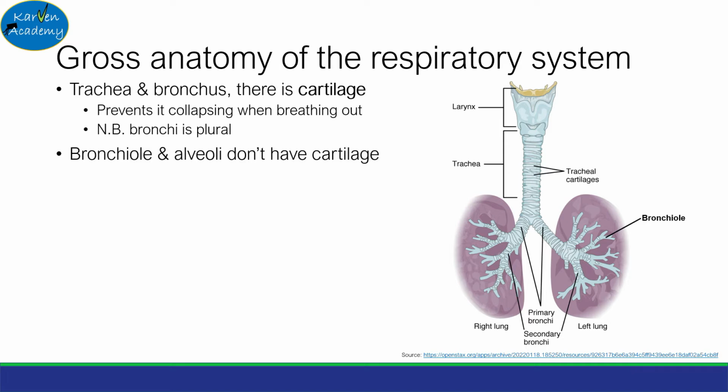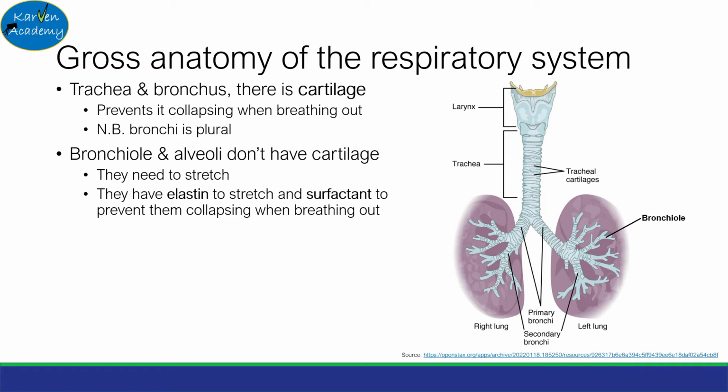Unlike the trachea and the bronchus, the bronchioles and alveoli don't have cartilage because they need to stretch. To do this, they have elastin, but they also have surfactant to prevent them from collapsing when breathing out. We'll learn more about this later in this video.